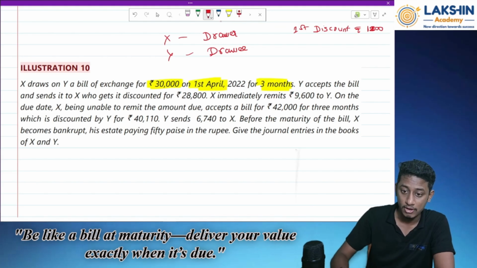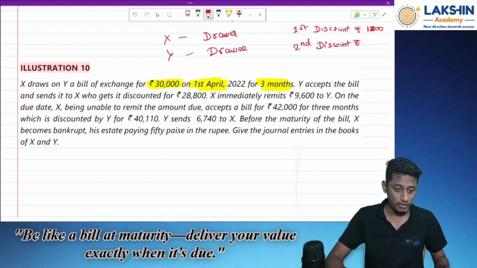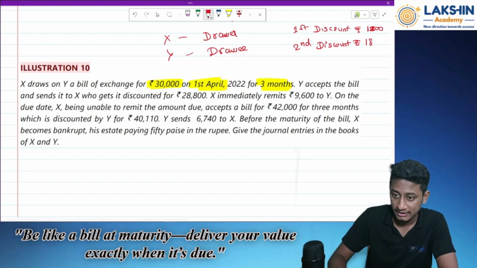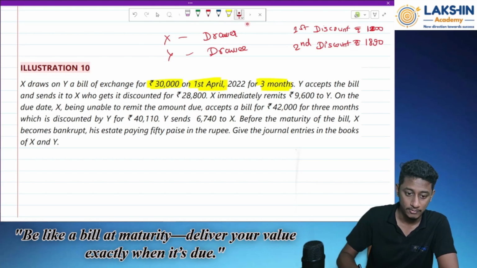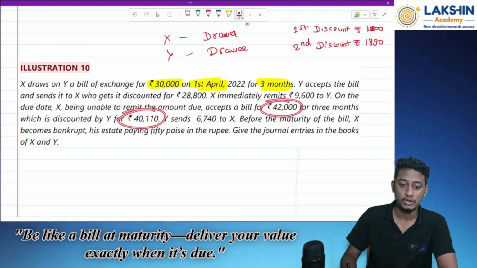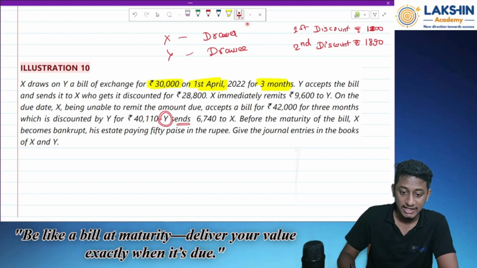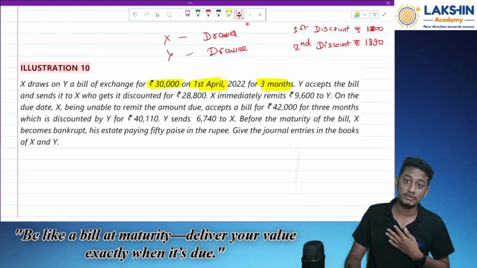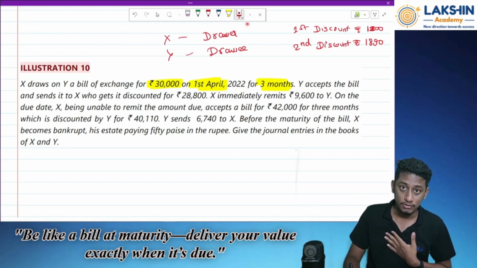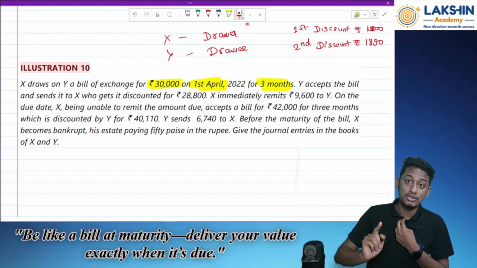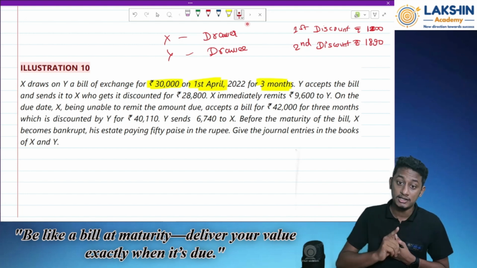So the second discount will be how much? Y again got this bill discounted with the bank. For how much? 42,000 minus 40,110, that is 1,890. 1,890 is the second discount. Got it? Now, what Y does is, he sends rupees 6,740 to X. Y is again sending rupees 6,740 to X. But because of this, he will also share the discount amount. That we will look at in the journal entry.